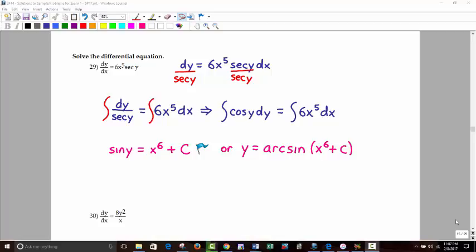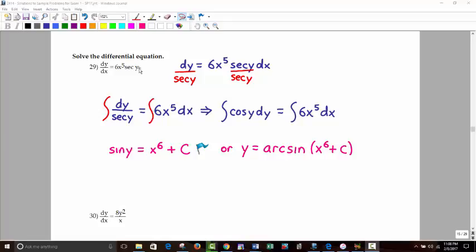All right, this is part 3 of the sample exam problems, exam 1 problems for Math 2414 Calculus 2. So we're starting this session off with problem number 29. We have to solve this differential equation by separation of variables. So let's see what we should do here. We're going to have to get the x's and y's separated.